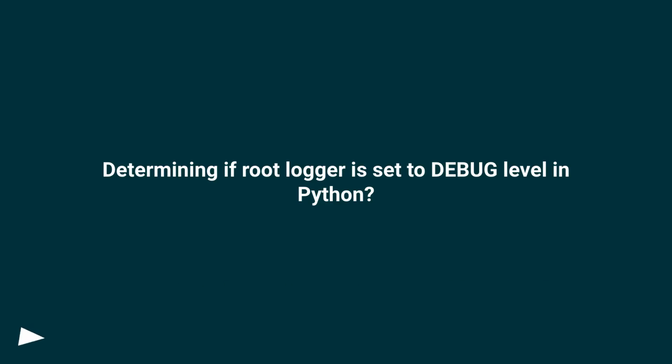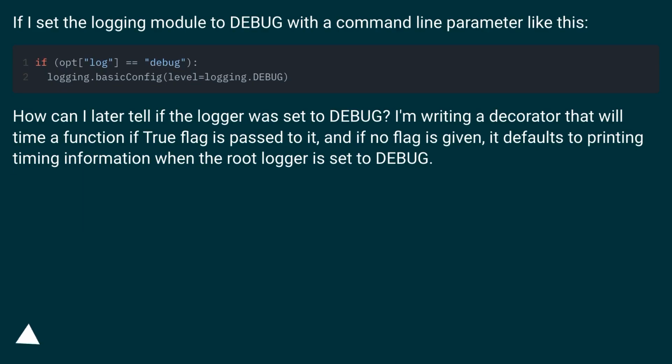Determining if the root logger is set to debug level in Python. If I set the logging module to debug with a command line parameter like this, how can I later tell if the logger was set to debug?